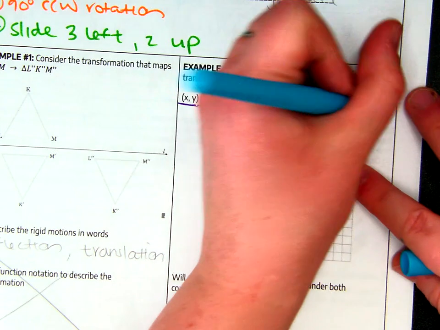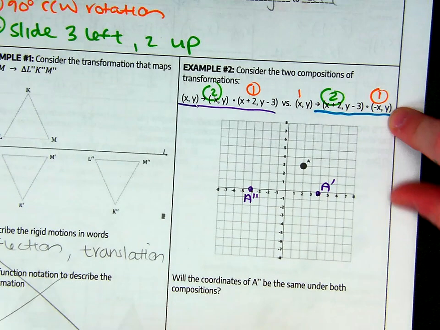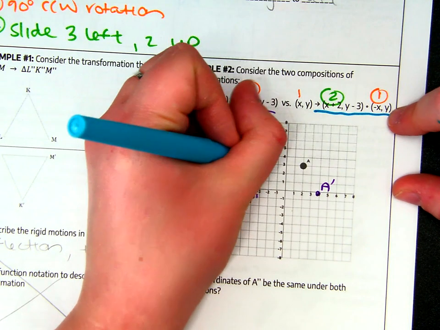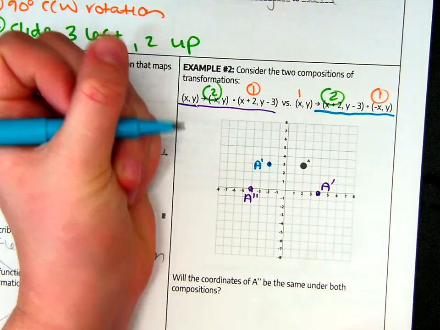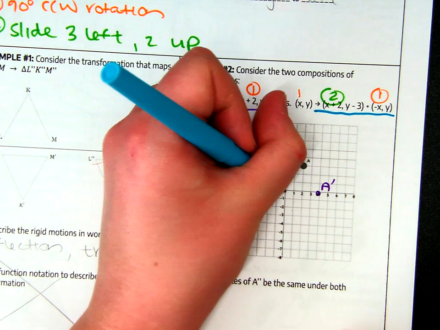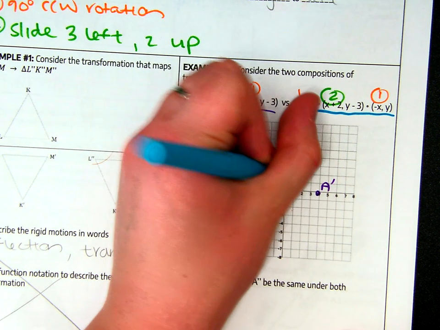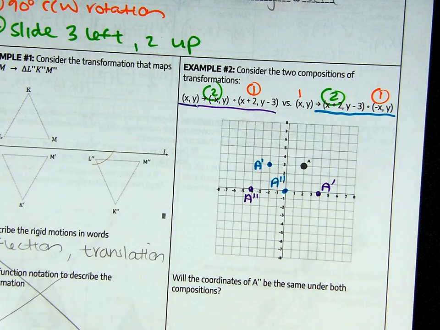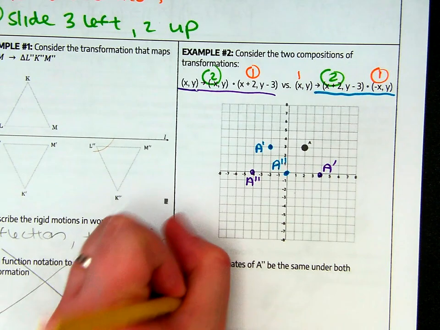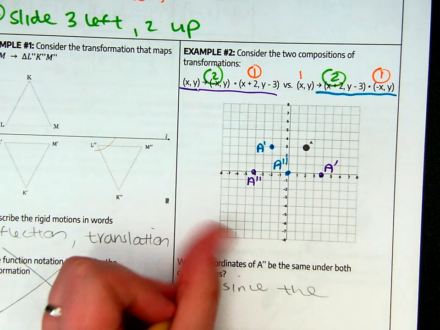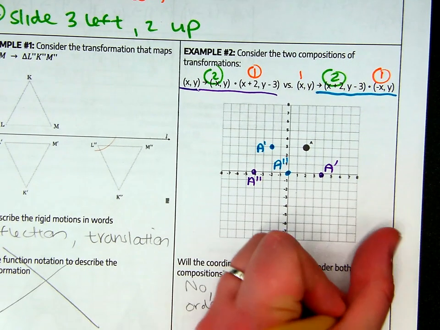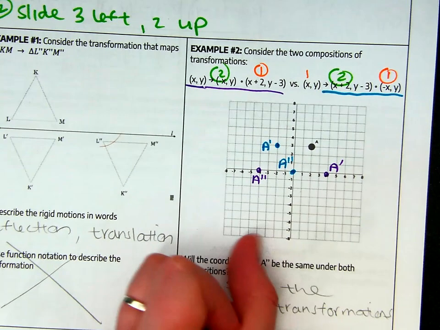Now I used blue for this other composition. Okay? Now, this one's asking me to reflect over the y-axis first. So I'm going to flip it. And that's my A prime. And then I'm going to translate 2 to the right, and then 3 down. 1, 2, 3 down. And get A double prime here. So as you can see, will the coordinates of A double prime be the same under both compositions? No, since the order of transformations is different.